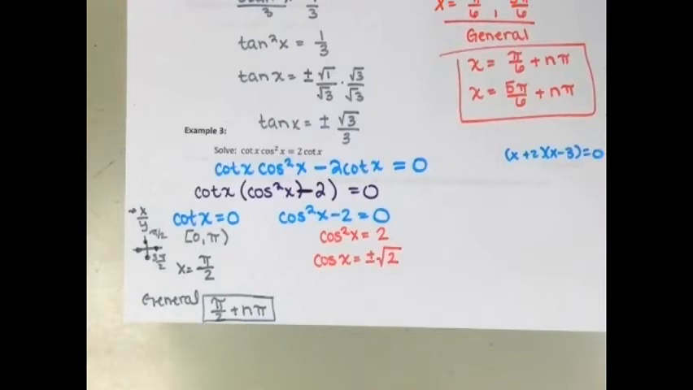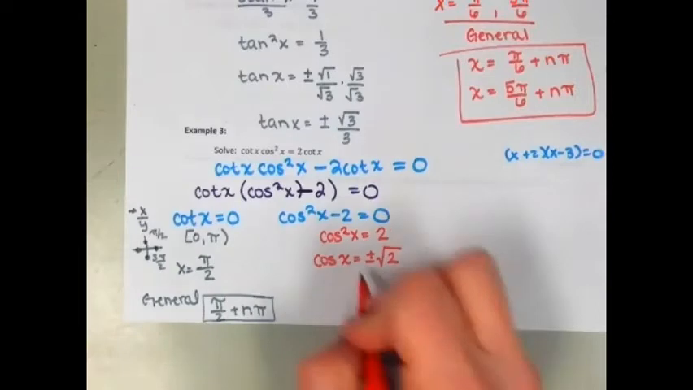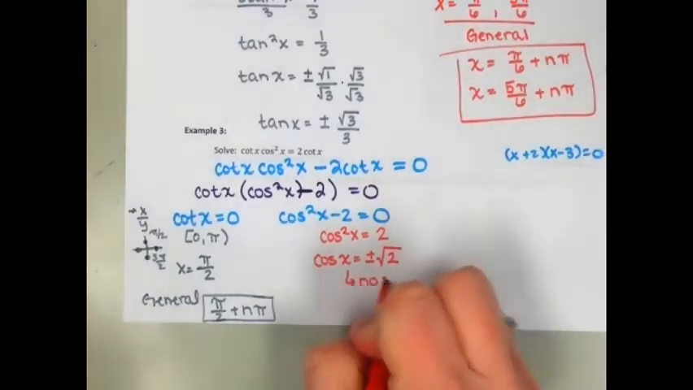Okay. Think of our range. What is our range of a cosine? It goes between what two things? 1 and -1, or -1 and 1. Did the square root of 2 ever work in that? No. So this one actually has no solution.